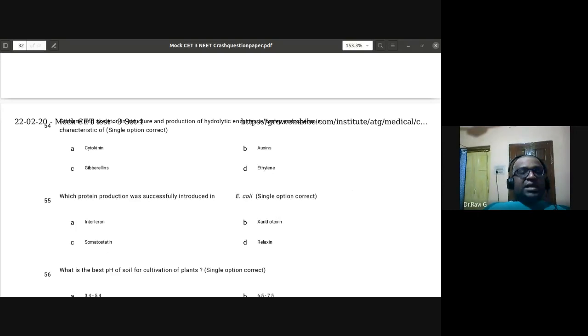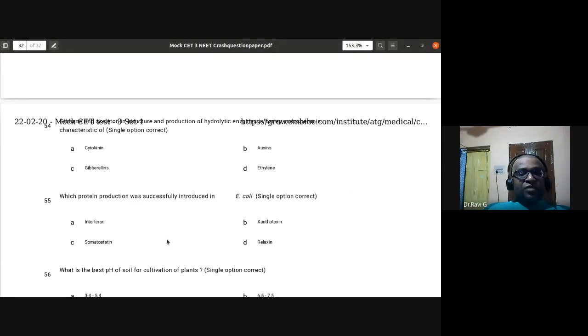Chemically, all gibberellins are terpenes. They are a complex group of plant chemicals related to lipids. All are weak acids and have the gibbane ring skeleton. GA3 is a common gibberellic acid. So gibberellins is the answer: the gibbane ring skeleton structure and production of hydrolytic enzymes in barley endosperm are characteristics of gibberellins.